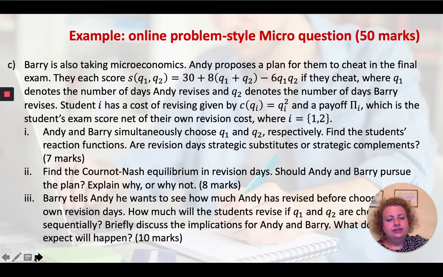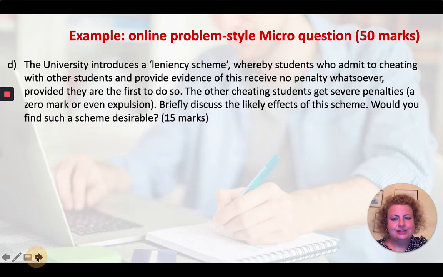Finally, I look at it sequentially, from the perspective of Stackelberg, where one student chooses how many days to revise, followed by the next student, and then the candidates would have been asked to analyse what they expect to happen. Last but not least, since this is a question on cheating, and we don't want students to be cheating, the university introduces a leniency scheme whereby students who admit to cheating and provide evidence are off the hook while everyone else gets seriously punished. And I'm inviting candidates to discuss the likely effects of such a leniency scheme.